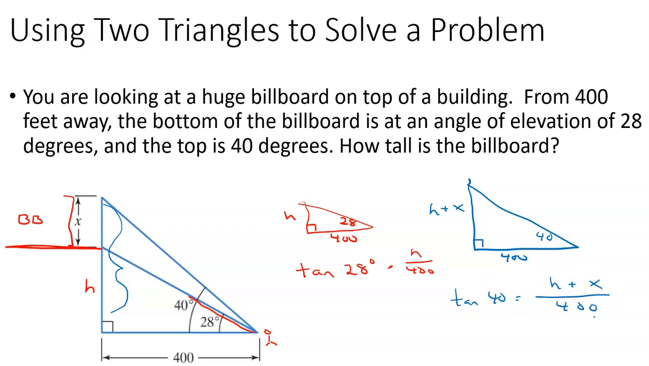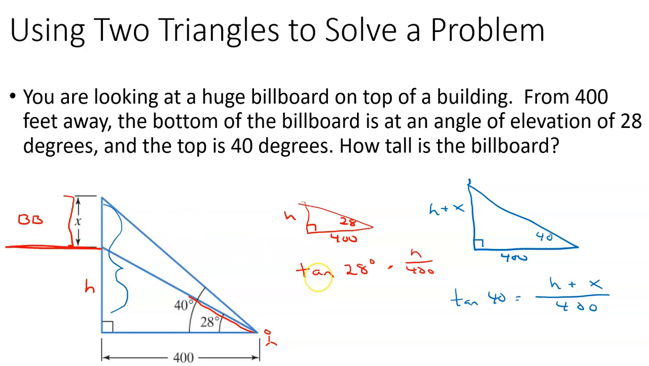So far, nothing except right triangle trig, except I've got a really messy set of equations. I've got the tan of 28 equals h over 400, and the tan of 40 equals h plus x, in other words all the way to the top of that billboard, divided by 400.